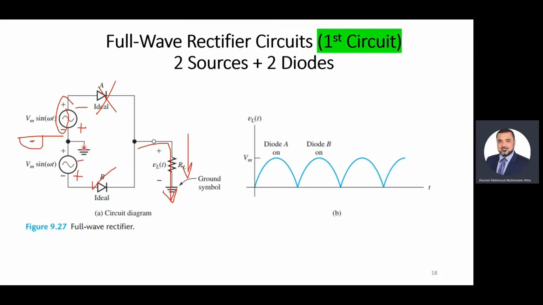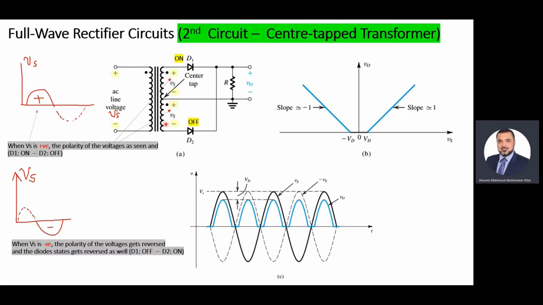Meaning this circuit is the same as this circuit. We have here two sources, and the two sources will have polarity based on the input voltage. When the input is positive, this is the polarity. When the input is negative, down here, the polarity will reverse. So in the first case, when the input is positive, the first diode D1 will be on, D2 will be off. So the voltage across the diode will be as you can see here.